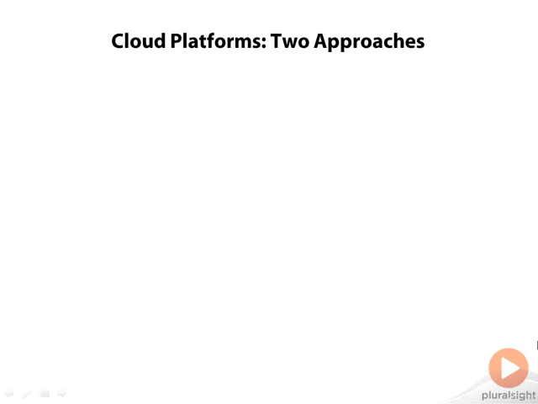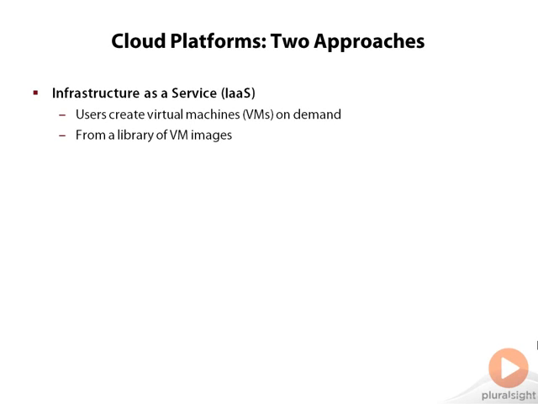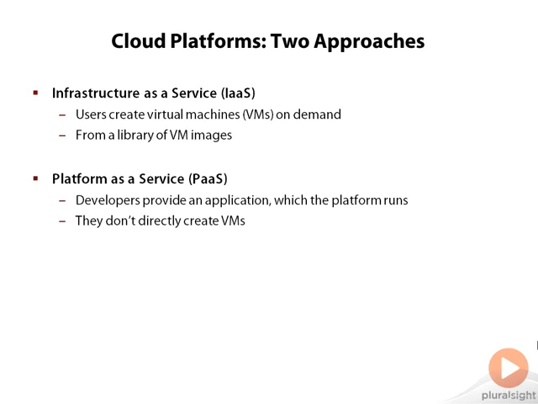It's common today to group cloud platforms into two big categories, two different approaches to offering this service. The first is called IaaS, Infrastructure as a Service. And the idea is that users, like developers, can create virtual machines on demand from a library of pre-existing VM images. The alternative approach is commonly called Platform as a Service, PaaS.